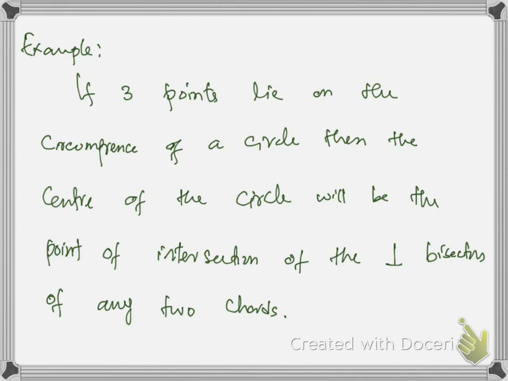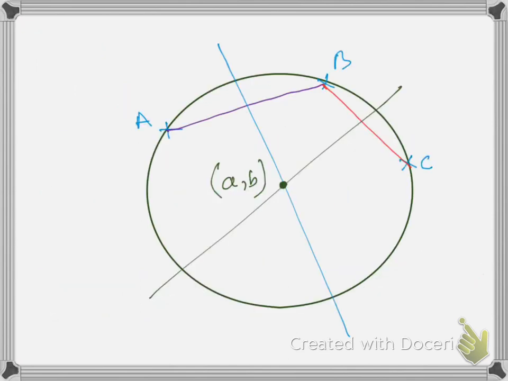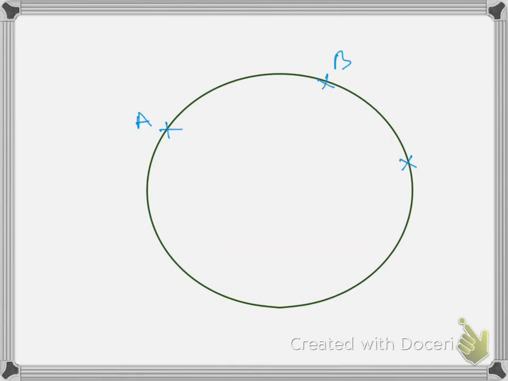If 3 points lie on the circumference of a circle, then the center of the circle will be the point of intersection of the perpendicular bisectors of any 2 chords. So, if 3 points lie on the circumference of a circle, for example, in this case, see, there are 3 points on the circumference of the circle: A, B and C. So how will you find the center?